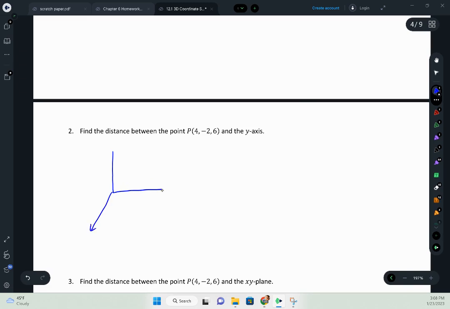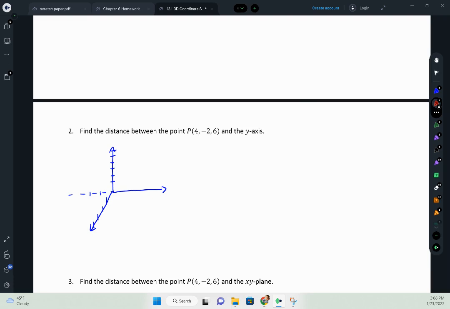So I'm going to draw this because it helps to see it. That's really the only reason. There's a negative y value, so I'm going to get in my negative y value. I don't need to be exact in my drawing. It just needs to be clear enough for me to see what I'm doing.